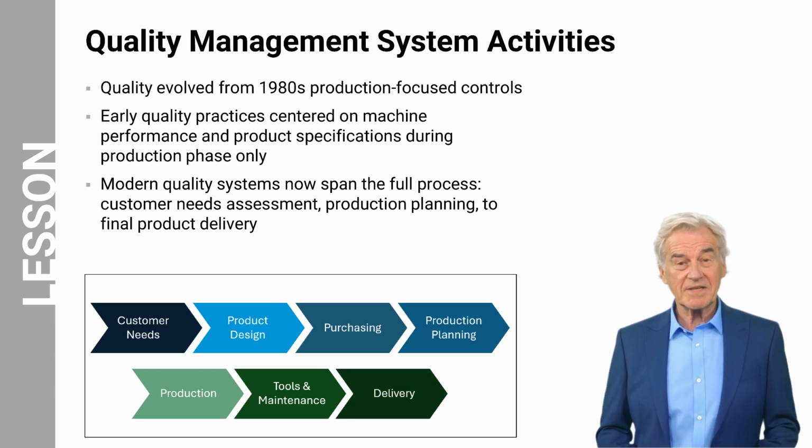As organizations began to observe the impact and cost savings of quality tools, quality practices moved beyond production. Currently, quality management systems are involved in all steps of the manufacturing process, from customer needs assessment to production planning to the delivery of the final product. We will take a look at each stage in the upcoming slides.